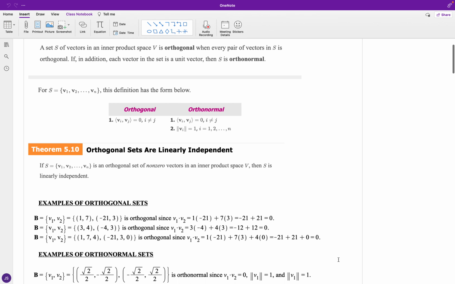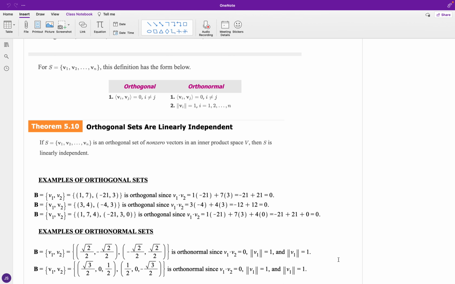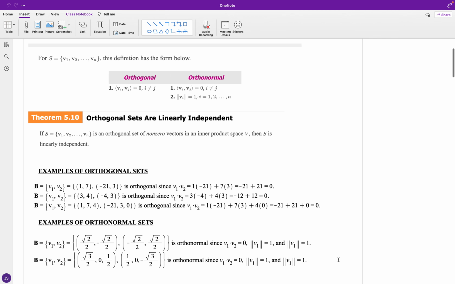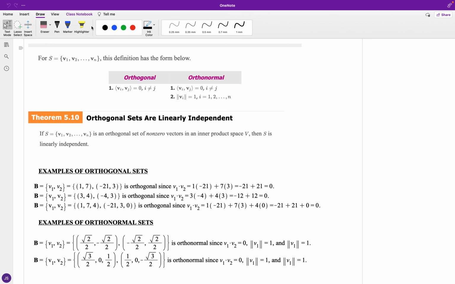Now, crossing over to orthonormal sets, we have just examples here. We have B with v sub 1 and v sub 2, where v sub 1 is (square root of 2 over 2, negative square root of 2 over 2), along with v sub 2 consisting of (negative square root of 2 over 2, square root of 2 over 2). This is orthonormal since, when you combine v sub 1 and v sub 2 in terms of dot products, the result is 0. And we also have the norm of v sub 1 and v sub 2.